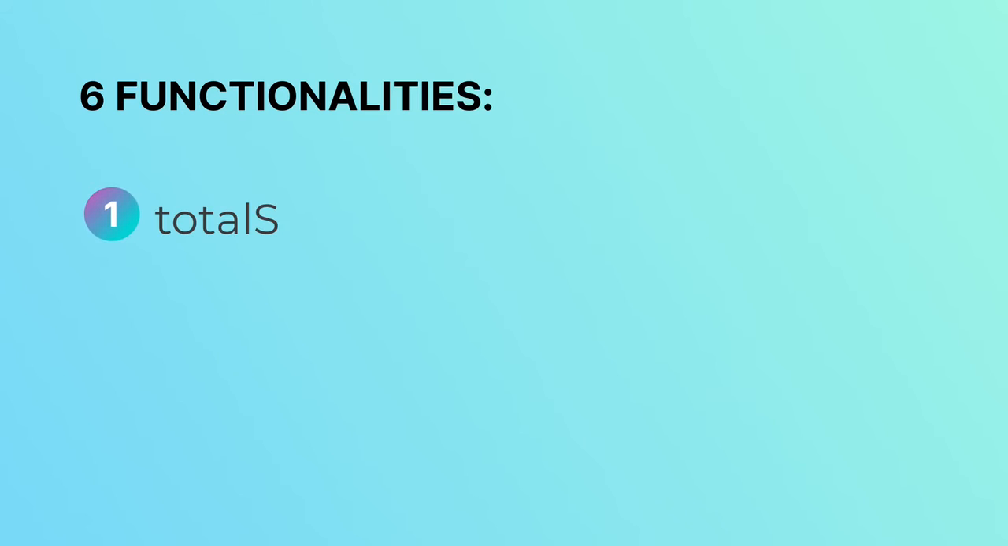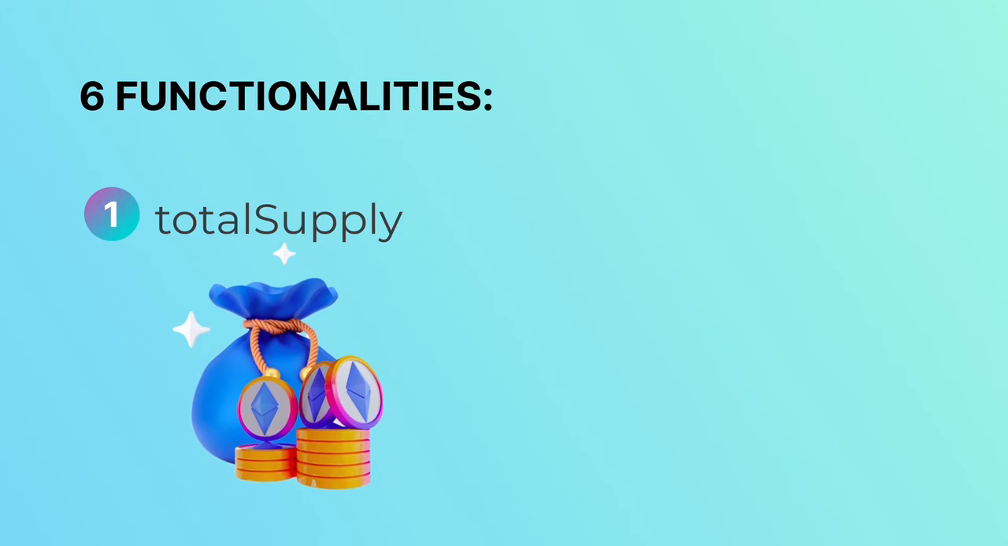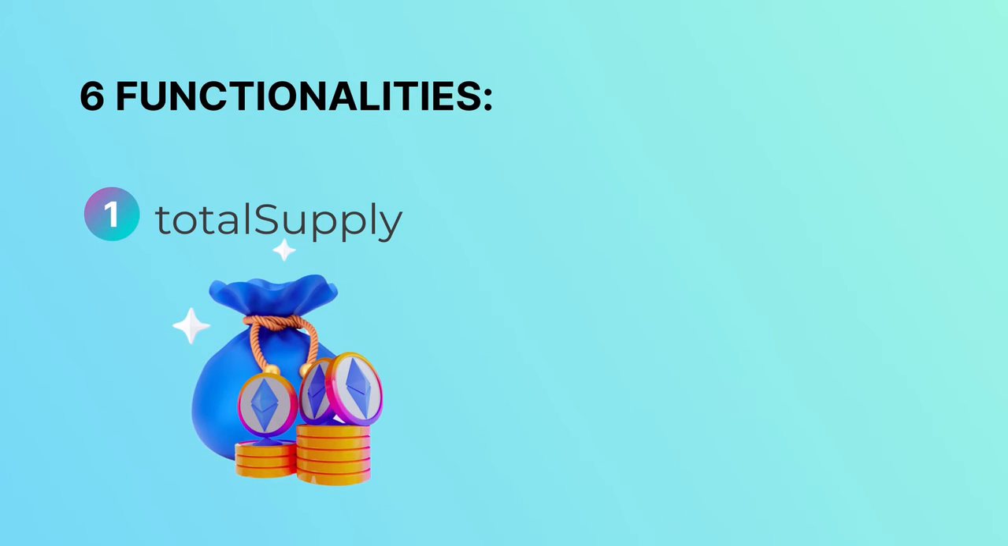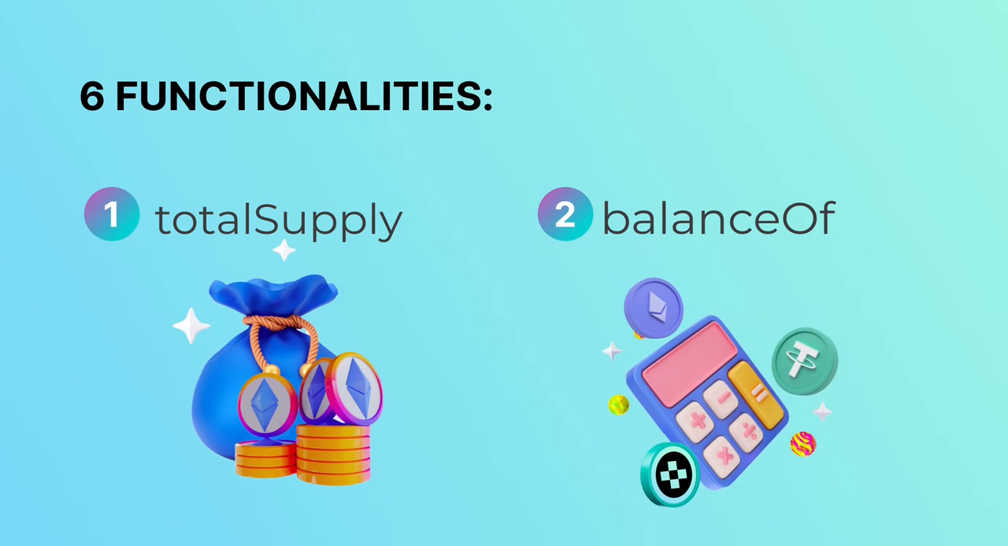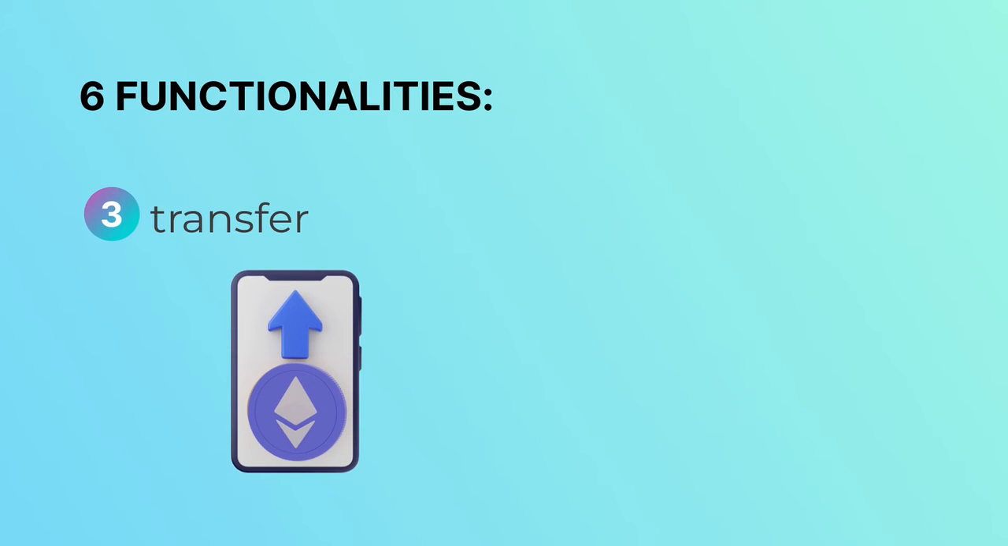1. Total supply. This provides information about the overall supply of tokens. 2. Balance of. Provides the balance of the owner's account. 3. Transfer. It takes a set number of tokens from the overall supply and sends them to a user.